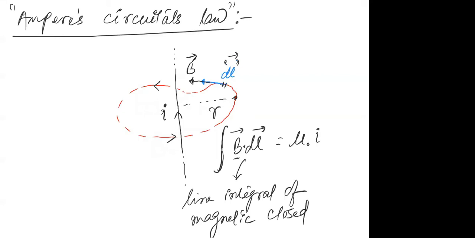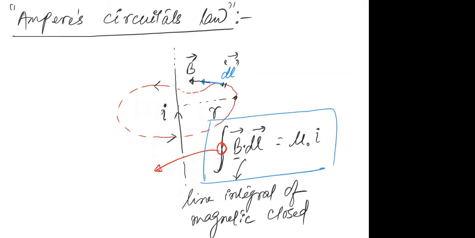If I integrate this over the whole closed loop, this circle indicates that you are taking the integral over the whole closed loop, right? So the line integral of the magnetic field over the whole closed loop will always be equal to mu naught times the current flowing through this loop. This is known as Ampere's Circuital law.